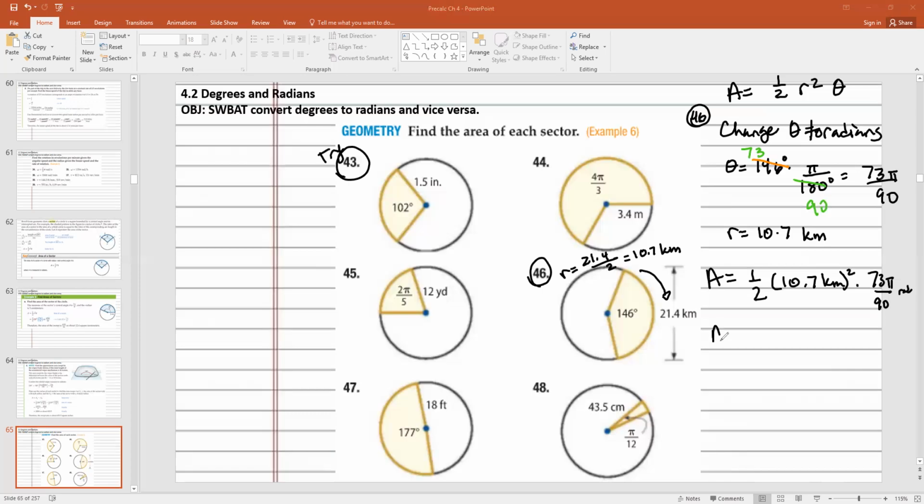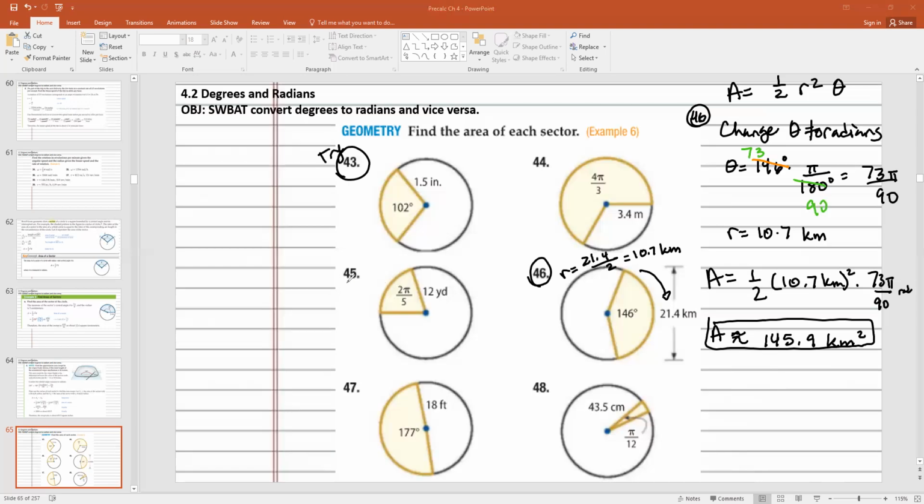So here we have, just calculate that. You can use a calculator if you'd like. If you use your calculator, 1/2 times 10.7 squared times 73 pi over 90, you should get 145.9 kilometers squared. You want to try that on the calculator to see if you get it correct. That'd be good. All right. So try that.